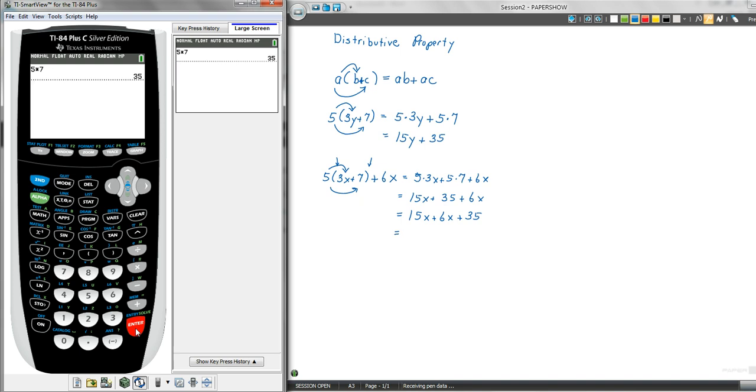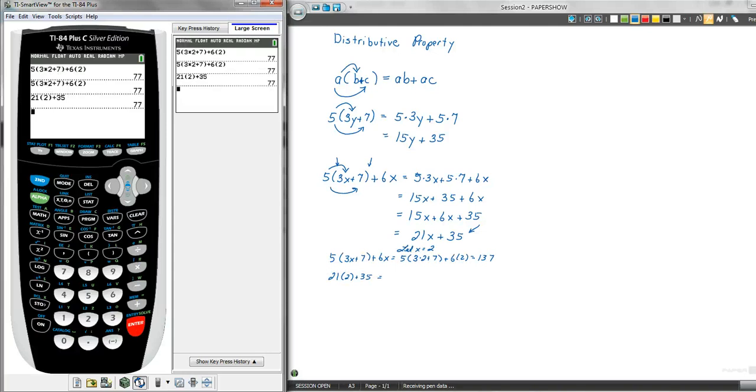And then we can see that since these are both x's, we can go ahead and add the coefficients together. So 15 plus 6 is 21x, and then the 35 comes down, and you're done. And as I mentioned in class, if you want to check this, you can just make up a number for x and try it and see if it works.